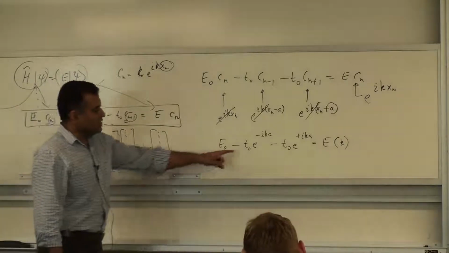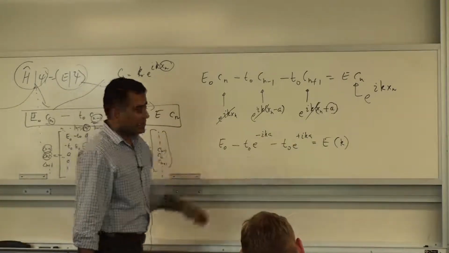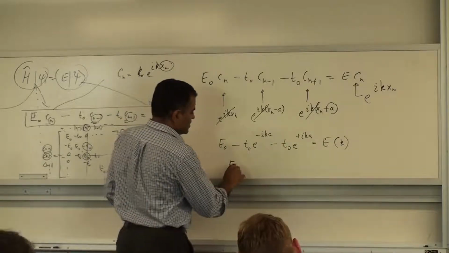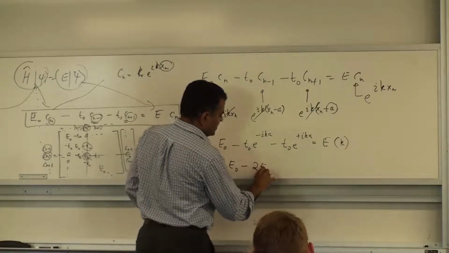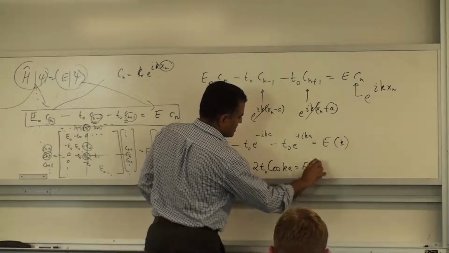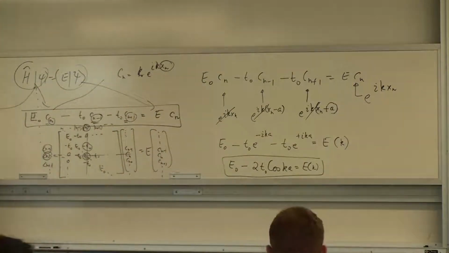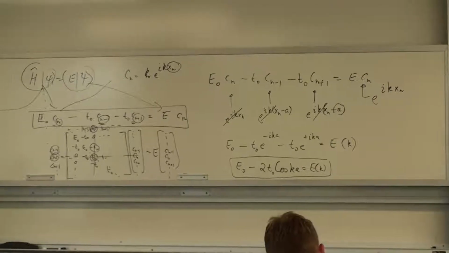Obviously, it looks like you have complex numbers, but you can see this will become a cosine function because it's in that form, and so it becomes E naught minus 2 T naught cosine of ka, well, that's the energy band structure. Those are the allowed energies for the electron in this periodic solid in the tight binding model. Obviously, you have made approximations in the model here, right?